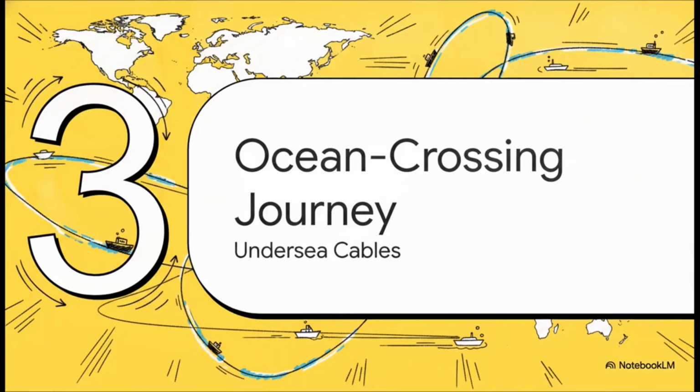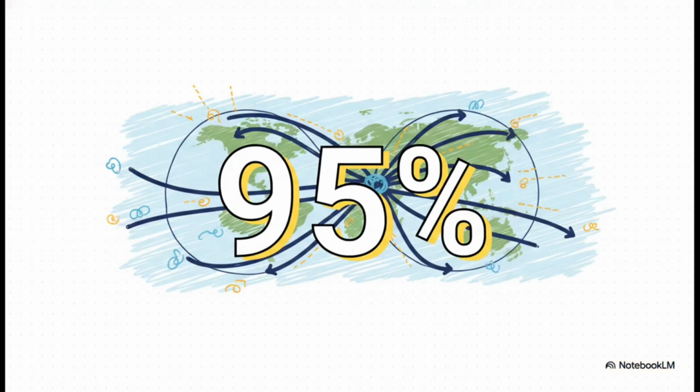Section 3. The ocean crossing journey. Now, this might shock you. When you send data across the globe, over 95% of that internet traffic doesn't go to space via satellites. No way. The vast majority of our data actually travels through submarine fiber optic cables, stretching thousands of kilometers right across the literal ocean floor.